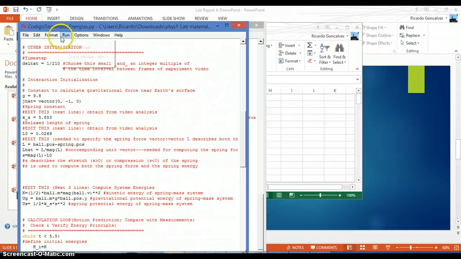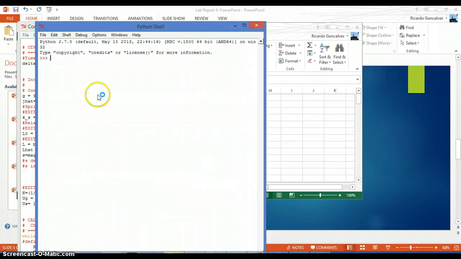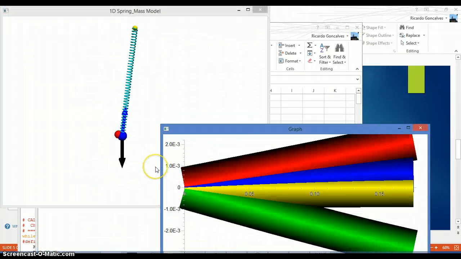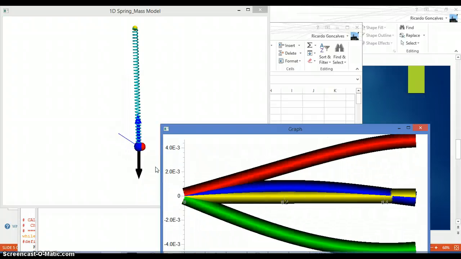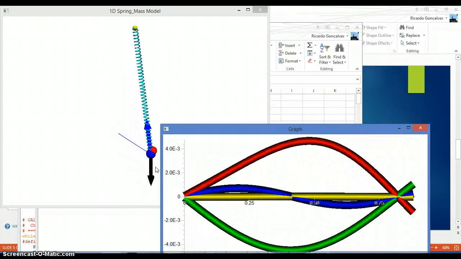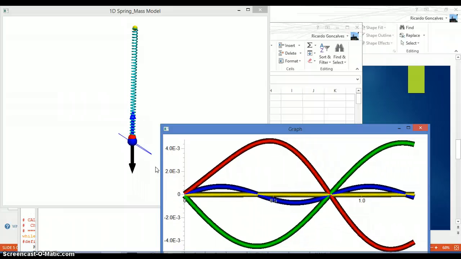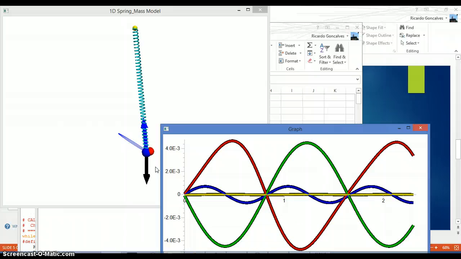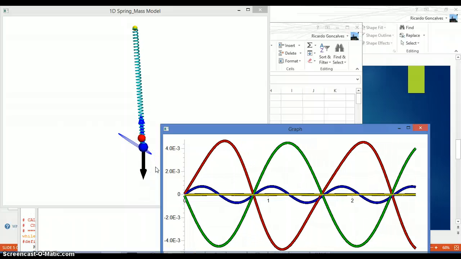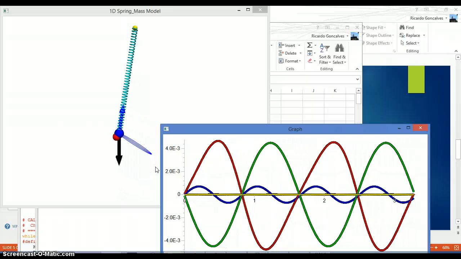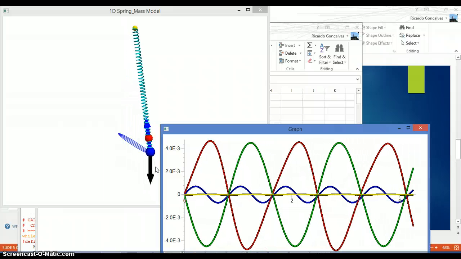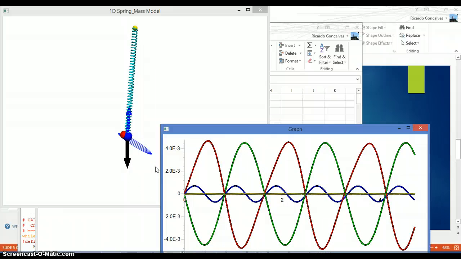Now we're going to run the code. And you can see that delta K is the blue line, delta U, delta potential energy, is the red line, and the yellow line is delta energy, which you can appreciate is 0 all the time.